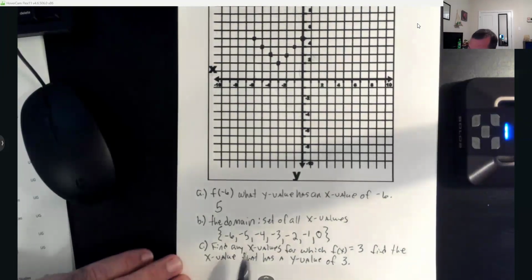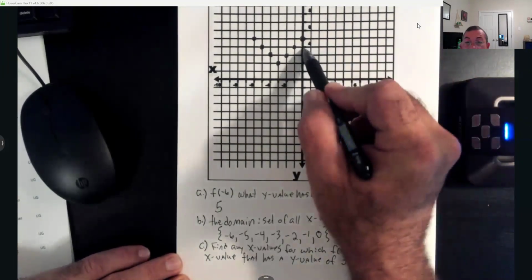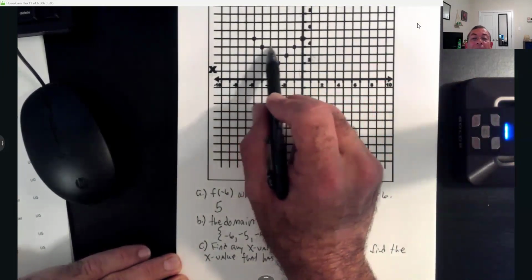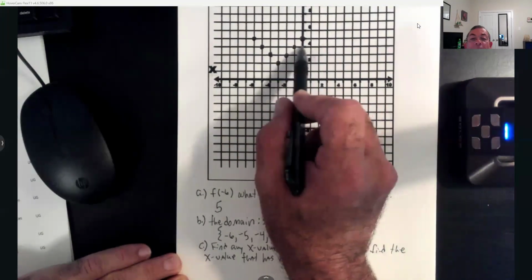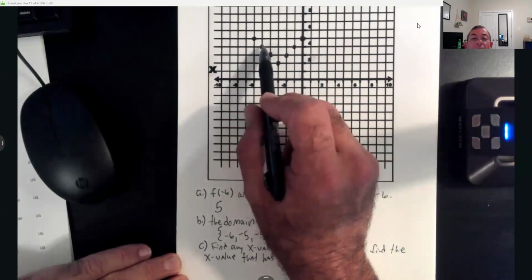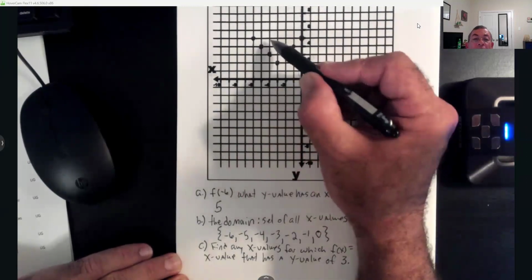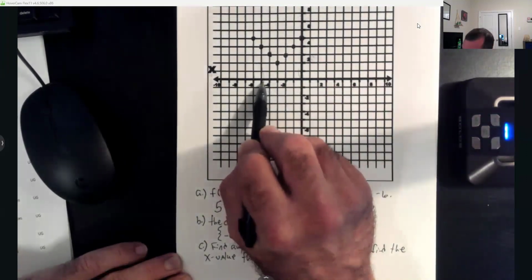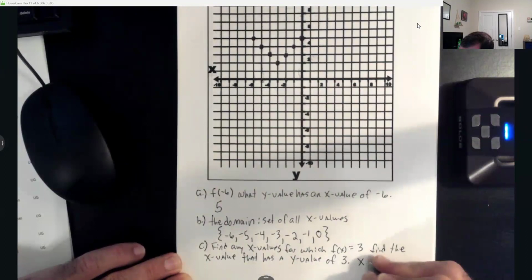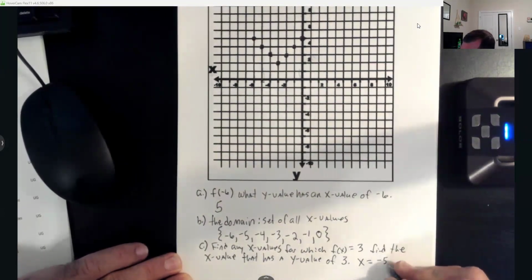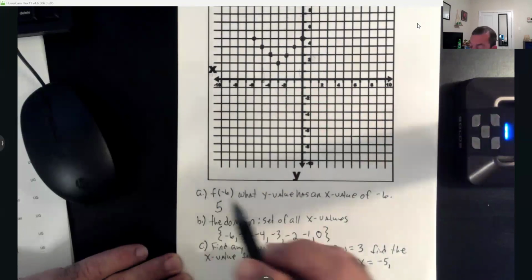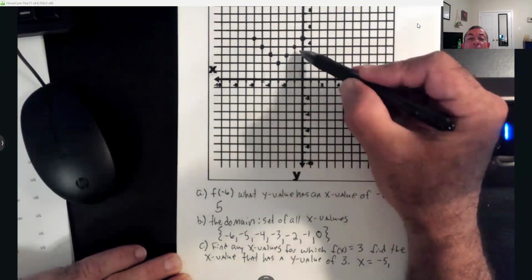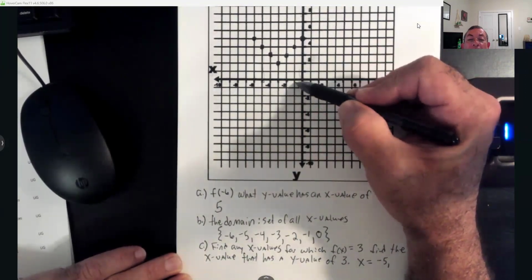Okay, so I'm going to go up here and find 3 on the y-axis. So there's 3. So anything on this horizontal line would have a y value of 3. And if you notice, I got 2 points. So the first point here, if I go straight down, is sitting at -5. So they would have the x equals. I would put in the -5. And then that second point up here that had a y value of 3, if you come down on it, it occurs at -1.